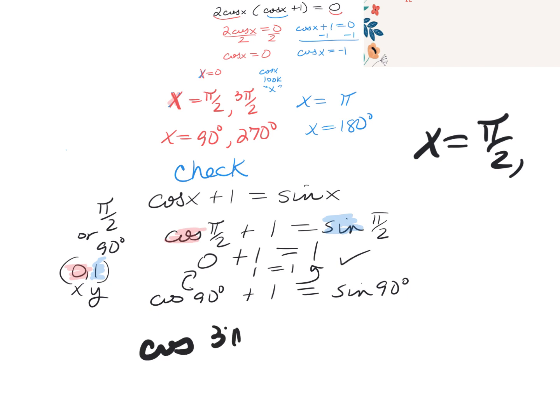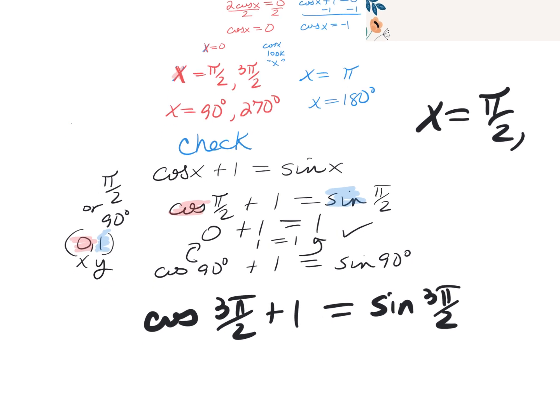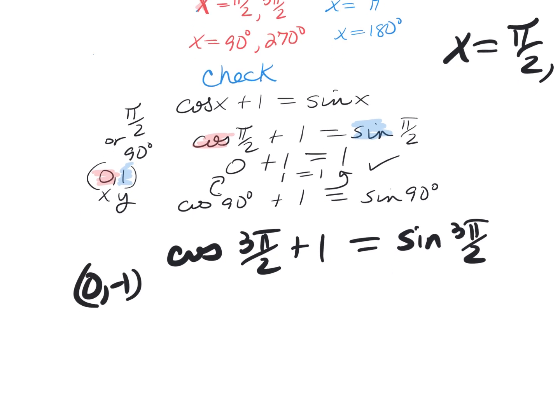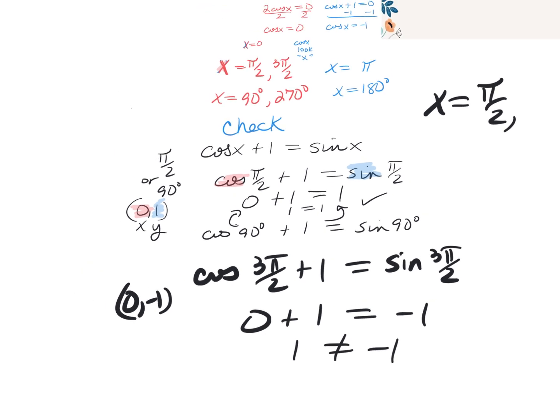So cosine 3 pi over 2 plus 1 equals sine 3 pi over 2. Remember, 3 pi over 2, or 270, that ordered pair is (0, -1). Cosine looks at x, so cosine of 3 pi over 2 is 0, plus 1. Sine looks at the y. 1 does not equal -1, so 3 pi over 2 is going to be an extraneous solution. So we would get rid of the 3 pi over 2. We would not list that or the 270 as an answer.